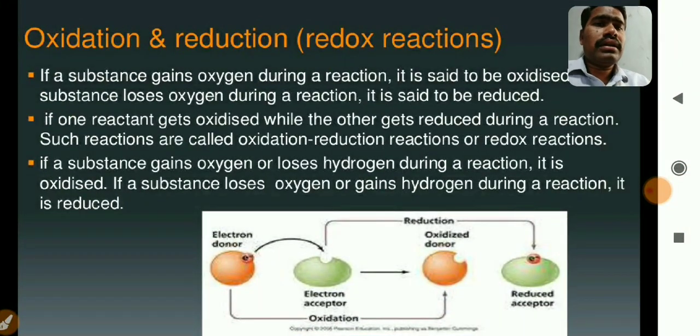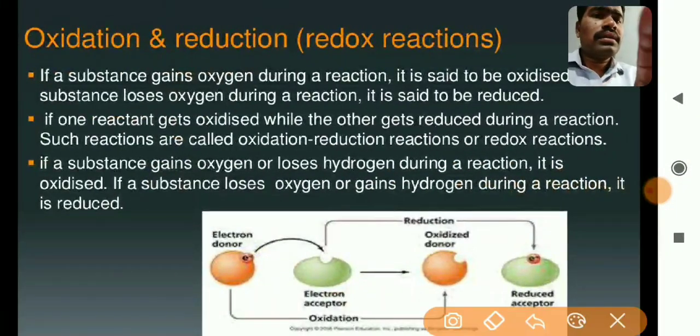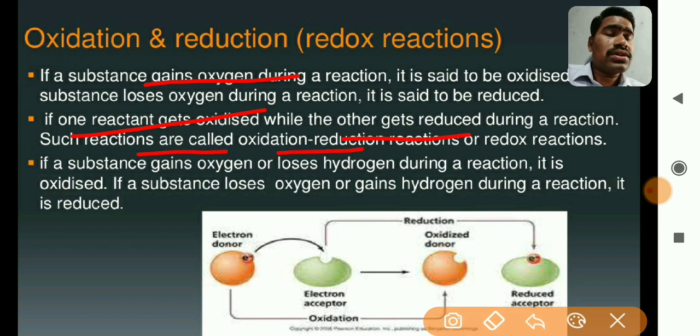So here let me recall these definitions. If a substance loses an electron in a reaction, then it is said to be oxidized. If a substance loses oxygen during the reaction, it is said to be reduced. Now second thing is, if one reactant gets oxidized while the other gets reduced, such a reaction is called an oxidation reduction reaction, or also called a redox reaction.